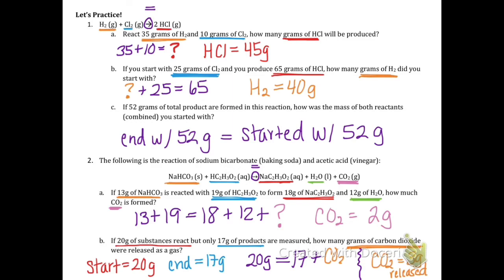All right, so hopefully you got the same answers that I did. So for letter A, 45, B, 40, C, 52, and for number 2, it was 2 grams, and then 3 grams was released. So check your answers, and if you have any questions, ask the teacher.